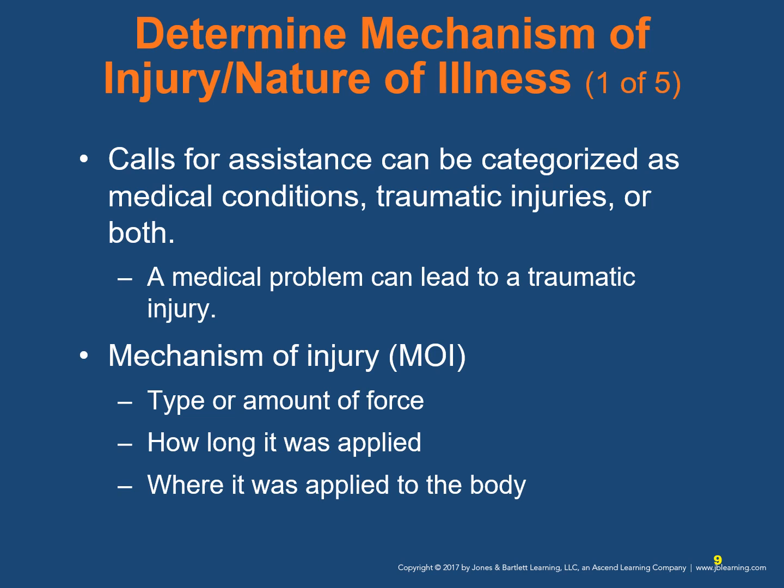Traumatic injuries are the result of physical forces applied to the outside of the body, usually from an object striking the body or the body striking an object. They're classified according to the type or amount of force, how long it was applied, and where it was applied to the body. This is described as the mechanism of injury, or MOI.